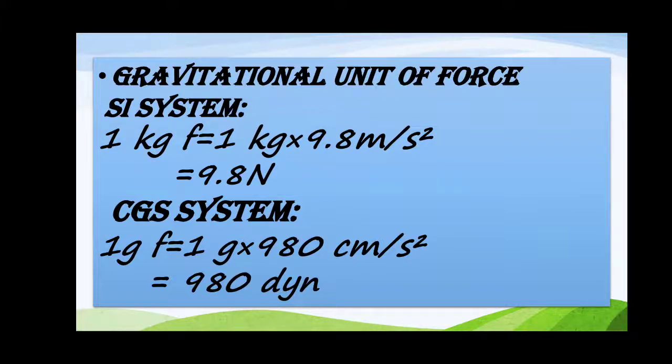And 1 kilogram force is equal to how many newtons? It is 9.8 Newton. The next is the CGS system of unit. There, the gravitational unit of force in the CGS system is 1 gram force. So 1 gram into 980 centimeter per second square, because the acceleration due to gravity in the CGS system is 980 centimeter per second square. So when a mass of 1 gram is dropped vertically downwards, it accelerates at a rate of 980 centimeter per second square. So you get 1 gram force is equal to 980 dyne. So understood, children, clearly the gravitational unit of force, both SI as well as CGS.